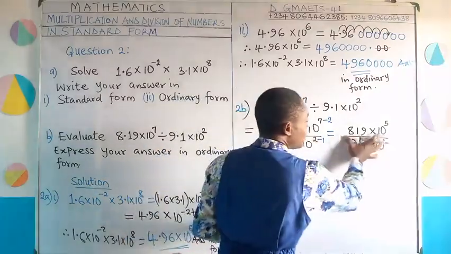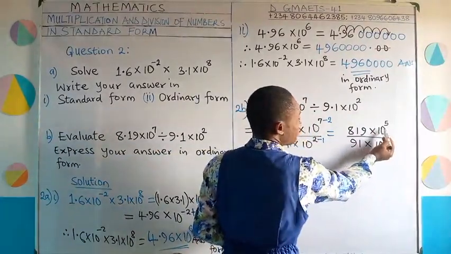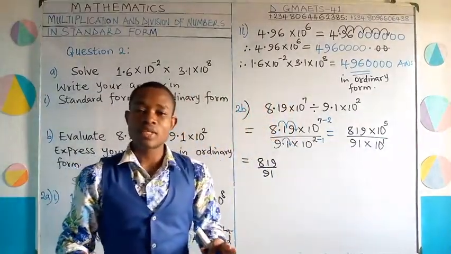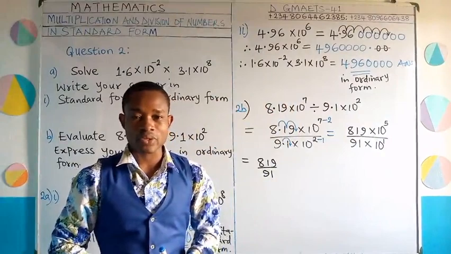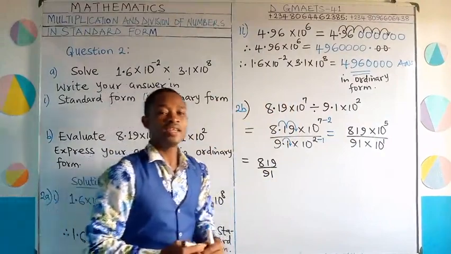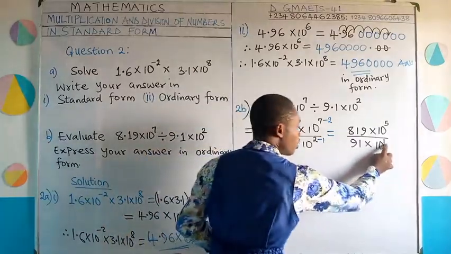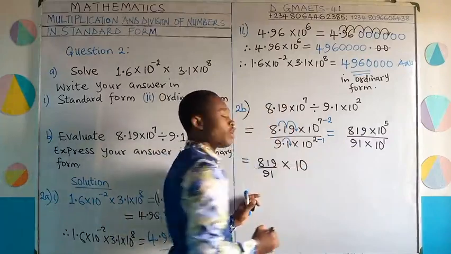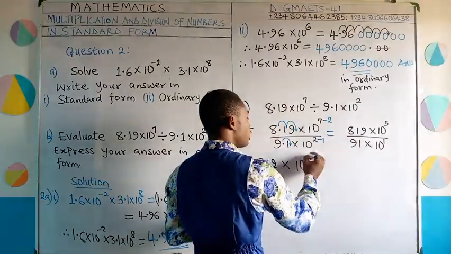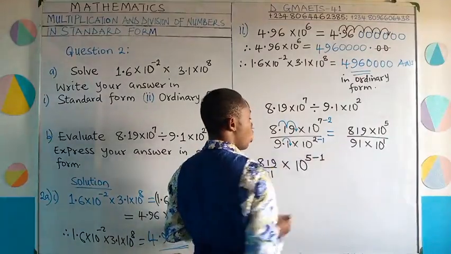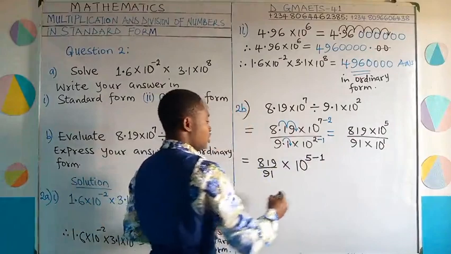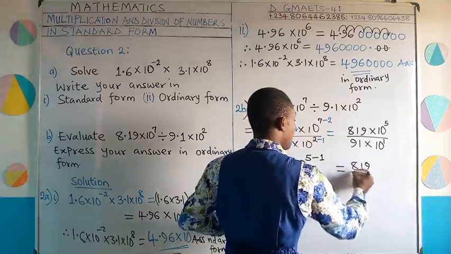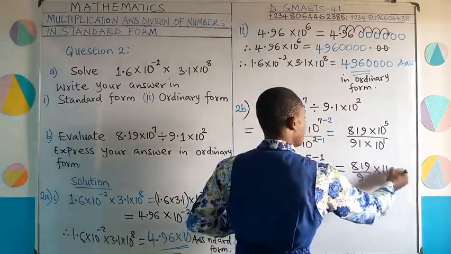Now, I'm dividing this number. If you look at the numerator, you have 10 raised to the power 5. The denominator, 10 raised to the power 1. Division law of indices tells us if you are dividing the same numbers, pick one of the number and minus the power of denominator from that of the numerator. So this becomes times, I'll pick one of the 10. It's going to be power of numerator 5 minus power of denominator 1. This is going to be equal to 819 all over 91, then times 10 to the power 4.